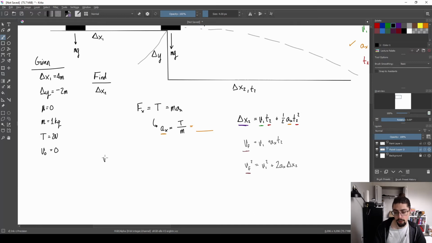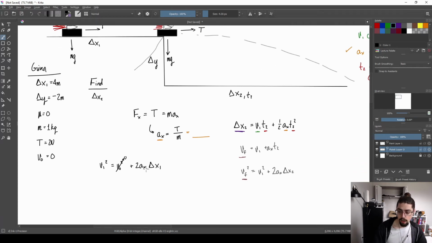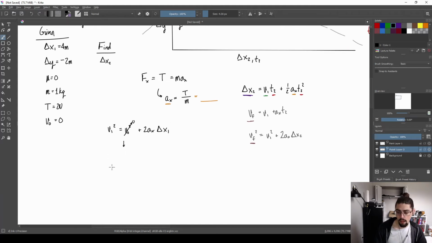I'm going to say my final velocity, which is v1, squared is equal to my initial velocity squared, which is 0, nice and convenient, plus 2 times the acceleration of x times delta x1, because this is while we are still on the table here. So now I can say, all right, well, I do know delta x. I know a of x is T over m. That means v1 is just going to be the square root of 2T delta x1 divided by m.